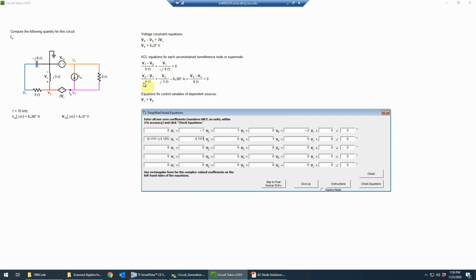And then the next equation, that has, for v1, just a negative 1/9, so that would be negative 0.1111. And for v2 now, we have 1/9 is the real part, and then this part's going to be imaginary, so that would be 0.1111 again.